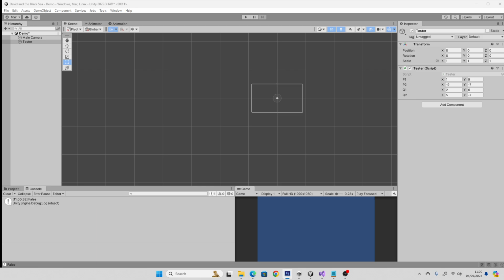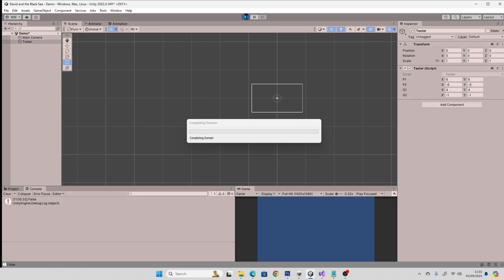And now we're going to try with our lines that are collinear. So we had that as 6, 6, minus 6, minus 6, 4, 4, and minus 1, minus 1. For anyone who recognizes, we know that would be a 45 degree angle. And if I run this, I should get a true because one of our on segment places should be true. 6, 6, minus 6, minus 6, 4, 4, minus 1, minus 1.